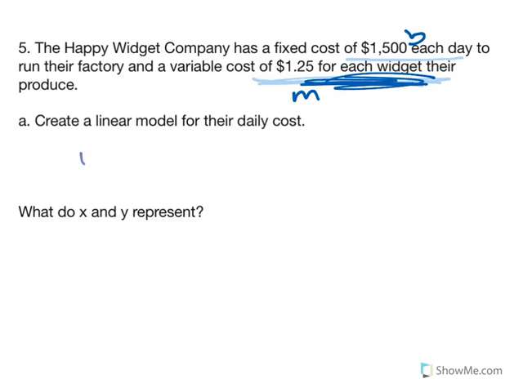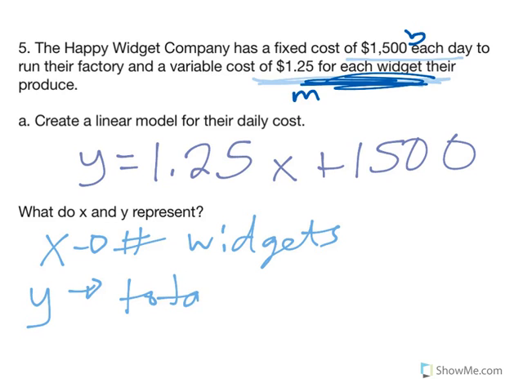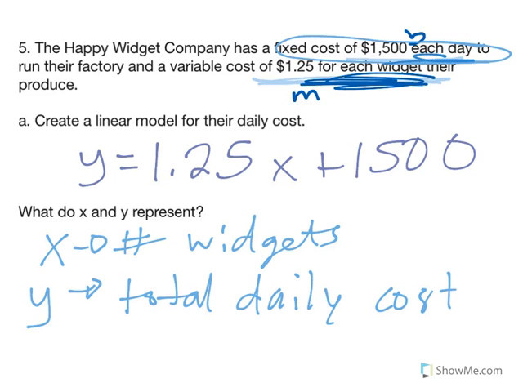So now I can use that information. My linear model is 1.25x plus 1,500. And what do x and y represent? Well, x is the number of widgets, as I was just talking about. If you only sell 2, it's only $2.50, right? So x is the number of widgets, and y is the total daily cost. And I say daily because our fixed cost is $1,500 per day. So we are talking about one day, where we have a fixed cost and we are producing widgets. So that lets us know a daily cost.